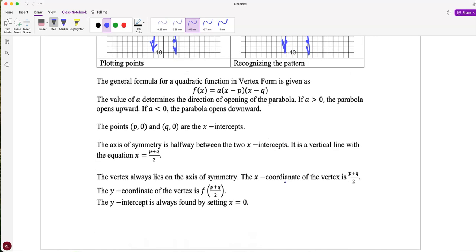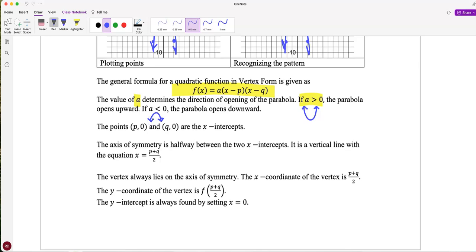The general form for a quadratic in intercept form is given here. F of x is equal to a, x minus p, x minus q. The number in front is my leading coefficient, tells me if this parabola goes up or down. If it's a positive number, then my parabola looks like this. If it's a negative number, my parabola looks like this.